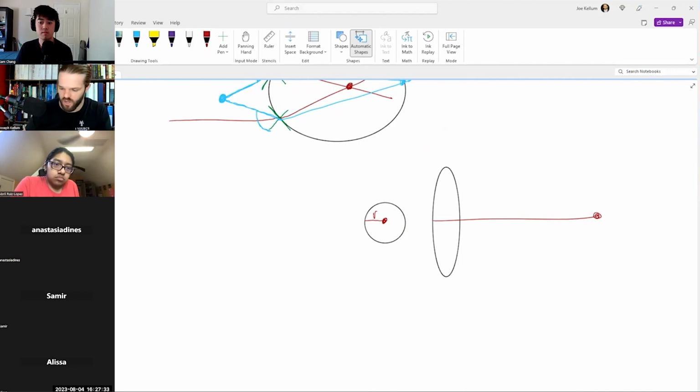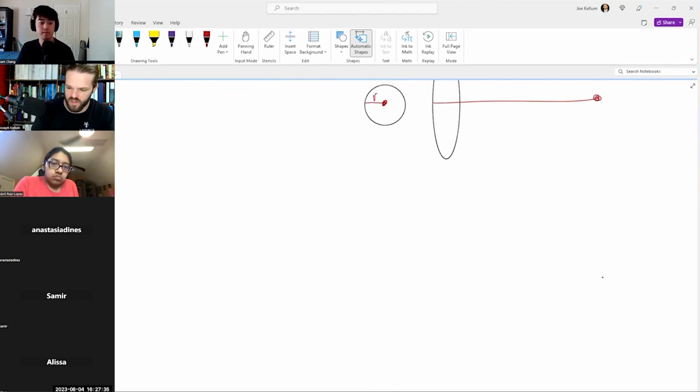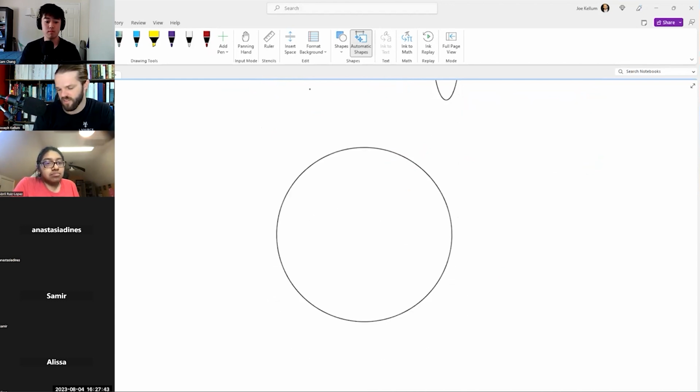So I'll just draw another picture down here. I end up drawing a lot for the light and optics. So we give them a normal eyeball here. This is kind of difficult to imagine, but okay.